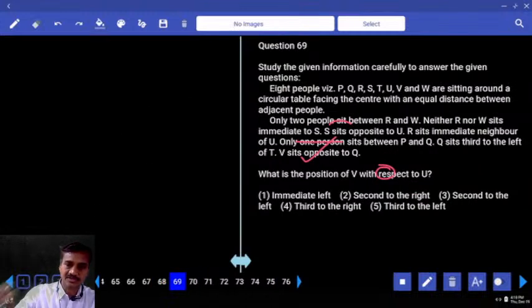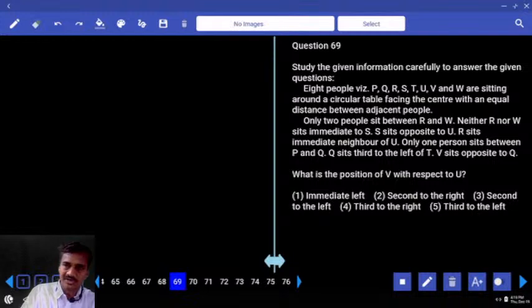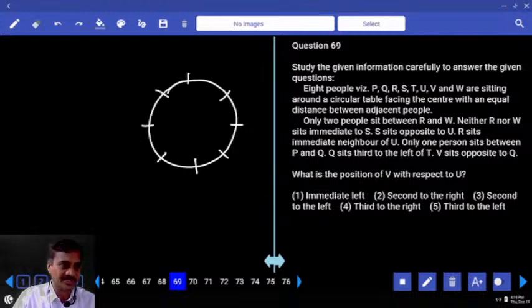Then 69 onwards, here how many persons are there? There are 8 people seated around a circular table. These are the 8 persons we have. And all the persons are facing towards the center. As you are facing towards the center, then first or the second priority? Definitely under the first priority.